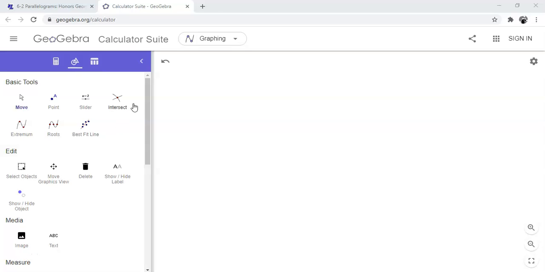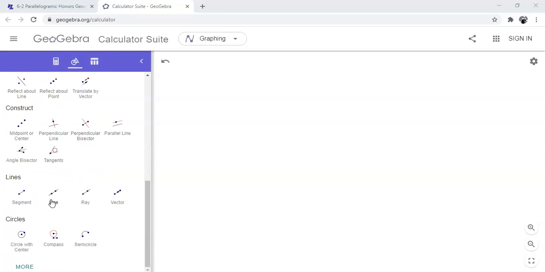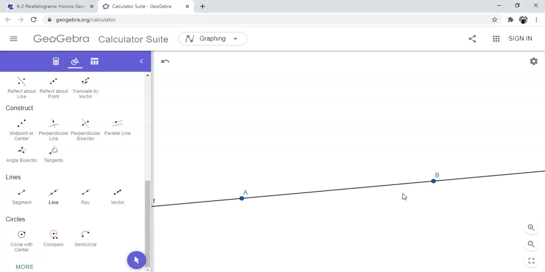All right, today we are looking at parallelograms. So you're going to follow along with me and do this in GeoGebra yourself. So once you are there, you should come down to draw a line. And so we're going to select and draw a line AB.